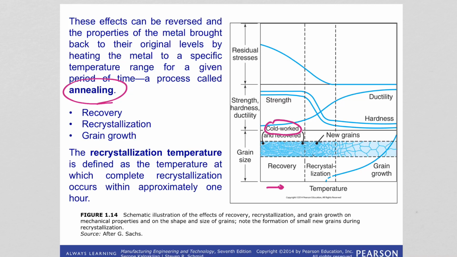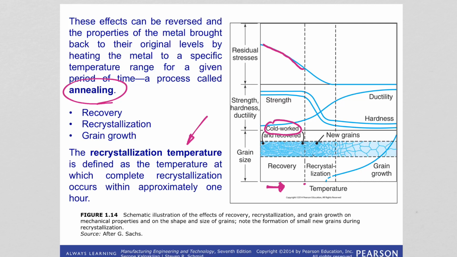Stresses are relieved that are inside the material, okay, because deformation causes stress inside the material, and those stresses are decreasing as we increase the temperature during the annealing process. Okay, and at some temperature we will reach the recrystallization temperature, and the recrystallization temperature is defined as the temperature at which complete recrystallization occurs within 1 hour.